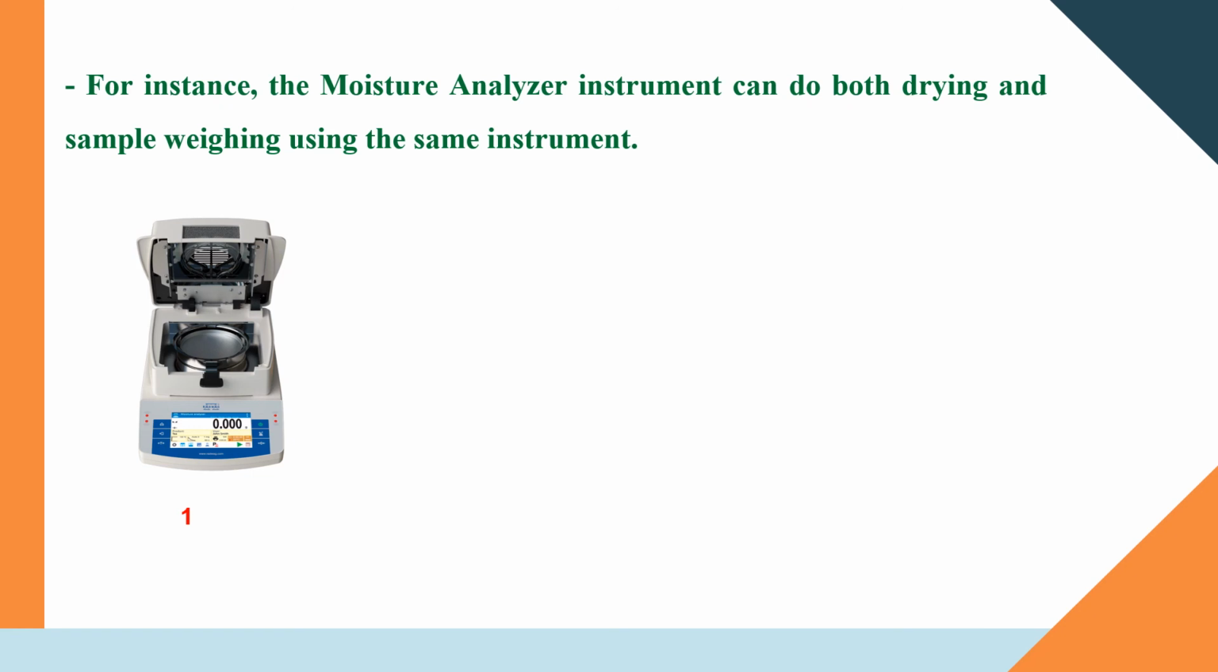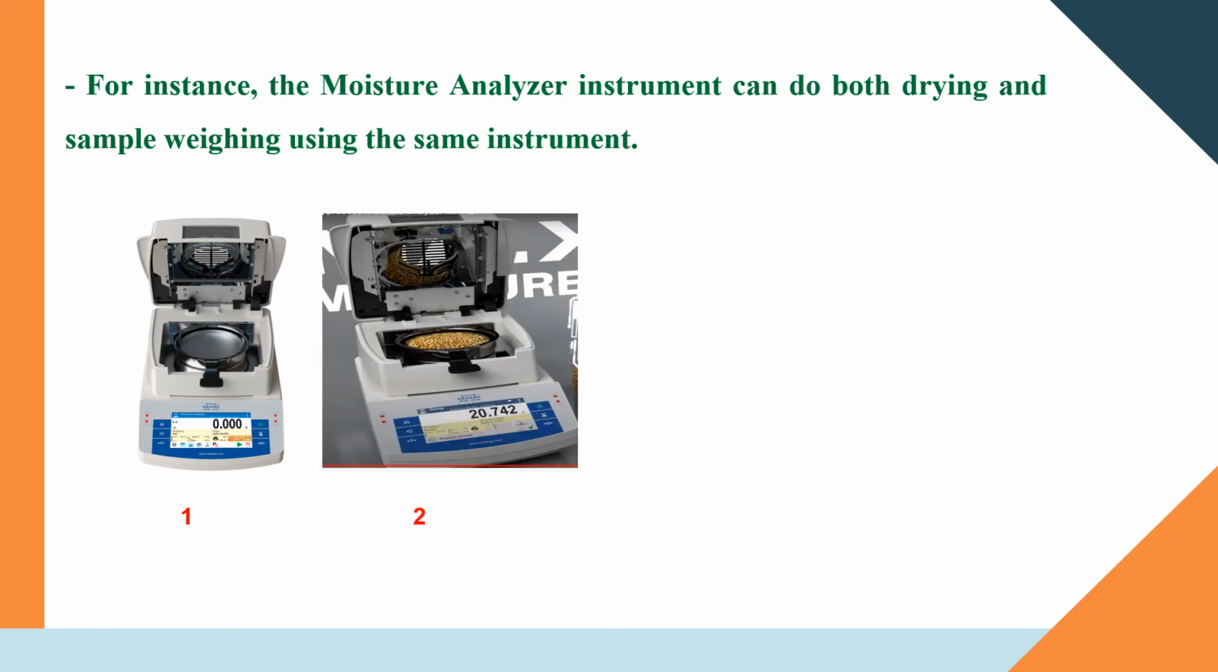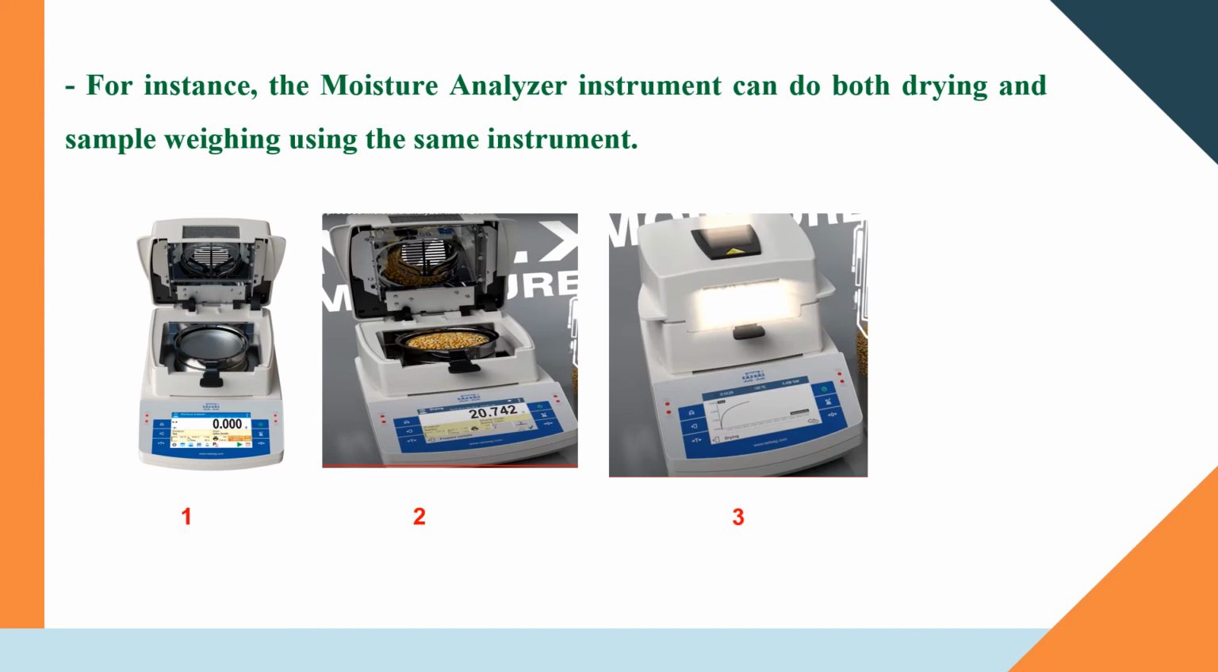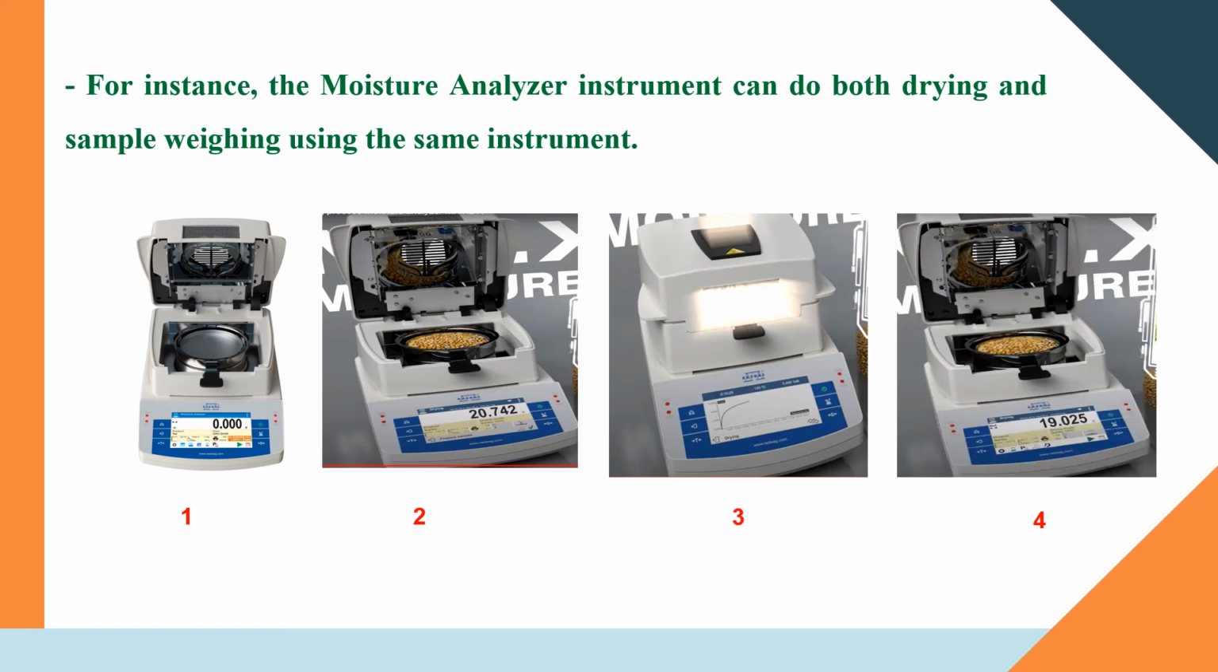So as you can see, here is the balance, and that includes a container. Then you weigh your sample in this container, and the balance shows the weight, which is 20.742. Then you close the cover, you put the cover down, and operate the instrument for drying. When you close the cover, the drying starts, so the samples will be dried. And after just a few minutes, you will get the sample dried, and you will get the weight of the sample after drying appearing on the balance screen.